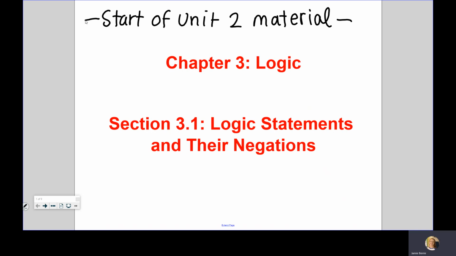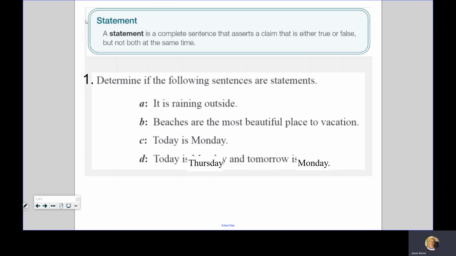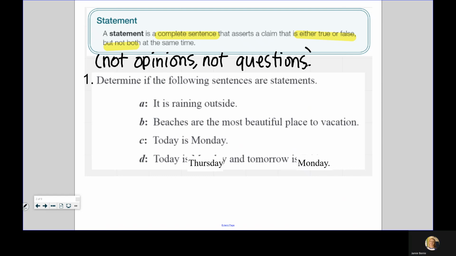All right, so the first thing I want you to write down is just this definition here. I'm going to highlight the important parts. It says a statement is a complete sentence that asserts a claim that's either true or false, but not both. So it's a complete sentence that's either true or false, but not both. Statements are not opinions, and they're not questions.